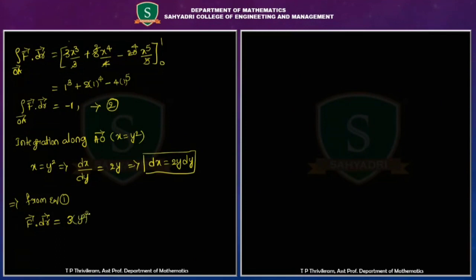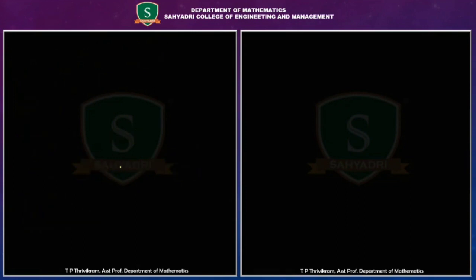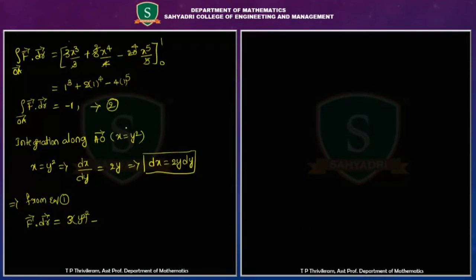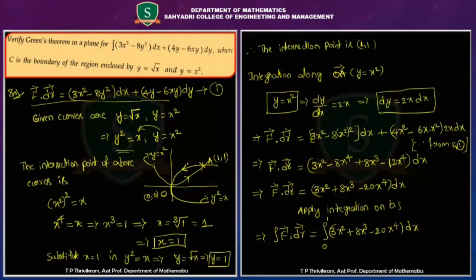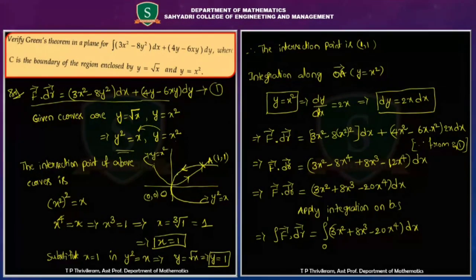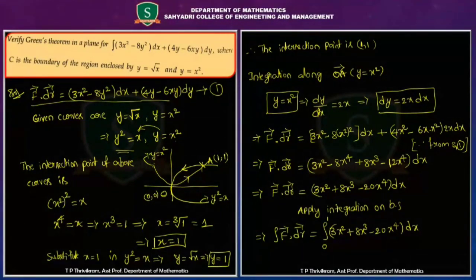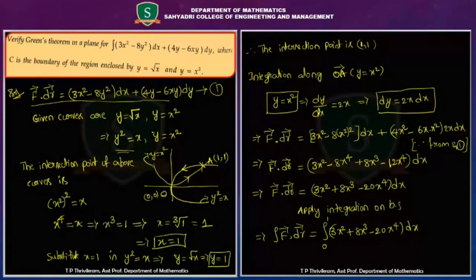Sir, why do you have to integrate again along AO? AO means this is a different curve. This is x equal to y square. Previously we did y equal to x square. Along this curve we have integrated.